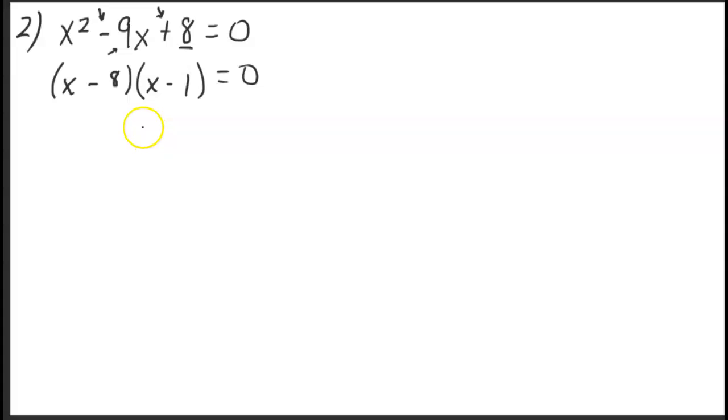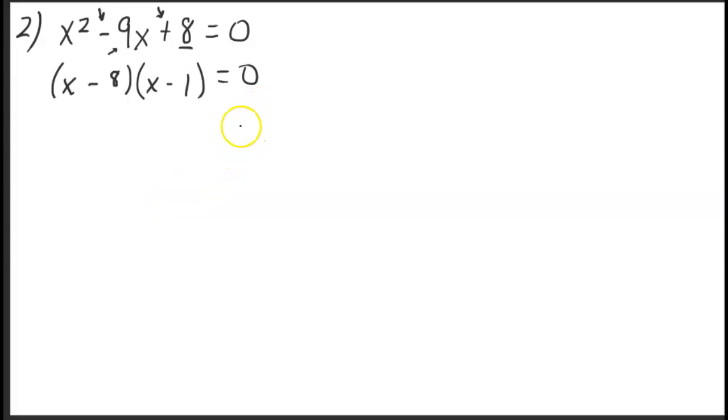Now let's think about what this means. If you have two numbers that you multiply together that equal 0, at least one of those numbers has to be 0. The only way you get a 0 when you multiply is if you multiply by 0. Now, 0 times 0 is 0, so it's possible that both could be 0. Intuitively, I don't think both would be 0 at the same time here, since it's x minus 8 and x minus 1. But anyhow, at least one of these has to be 0.